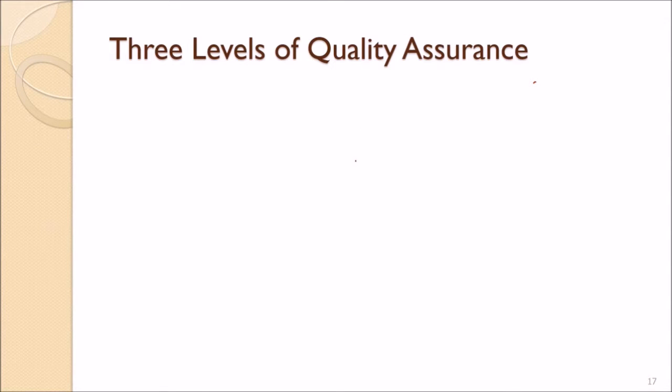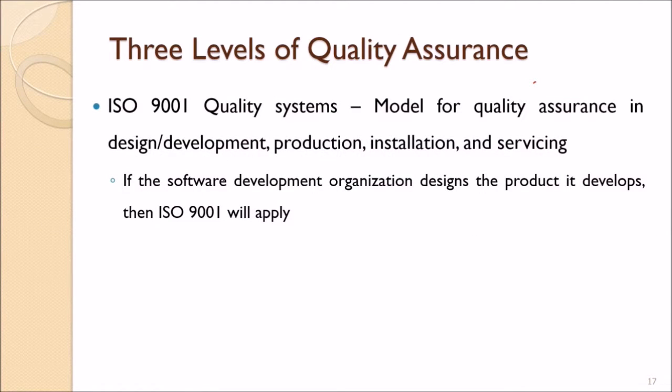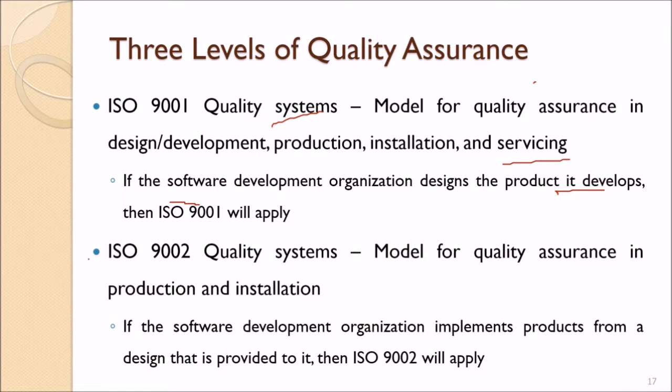Let us see the three levels of quality assurance. ISO 9001 quality systems: this is the model for quality assurance in design and development, production, installation, and servicing. So if the software development organization designs the product it develops, then ISO 9001 is going to be applied. ISO 9002 quality systems: this is a model of quality assurance for production and installation. The previous one, 9001, was the model for quality assurance in design and development, production, installation, and servicing. This is about production and installation. So if the software development organization implements products from a design that is provided to it, then ISO 9002 will apply.